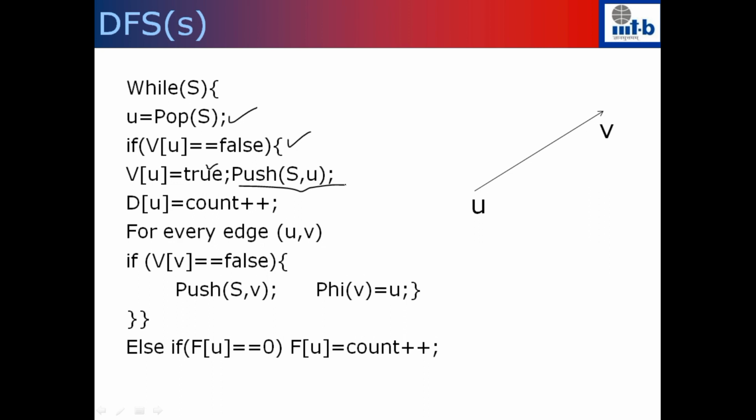So discovery time is the time when this was discovered. So when this is being popped for the first time, I can immediately set the discovery time. The finish time is after I finish visiting all the vertices which are reachable from this particular vertex, I have to set the finish time.